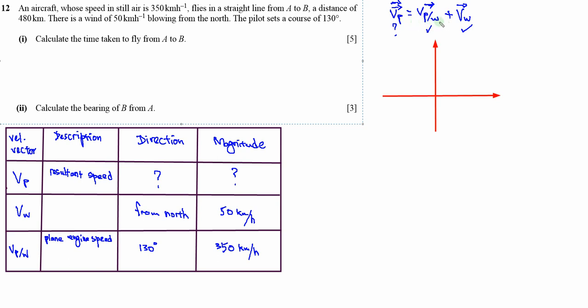VPW. Remember, when you set up this equation, you follow the order. That means this is drawn first. VPW is drawn first. VPW is set at a bearing of 130, so it will be flying from here.